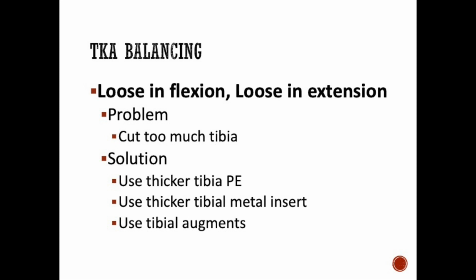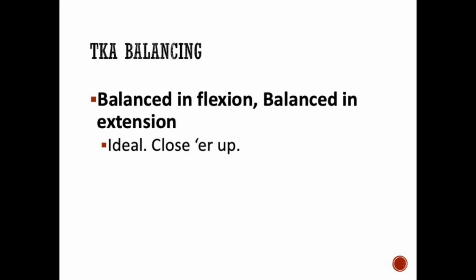If it's loose in flexion and loose in extension, here we are again with a symmetric gap problem. It means too much tibia was cut. It means you need a thicker tibial polyethylene, or you have to metallically augment the tibia. So if you're already looking at a 20 millimeter poly and you're still loose, then you need augments on the tibia to build that back up. If you're balanced in flexion and balanced in extension, that's what you want. Close her up.